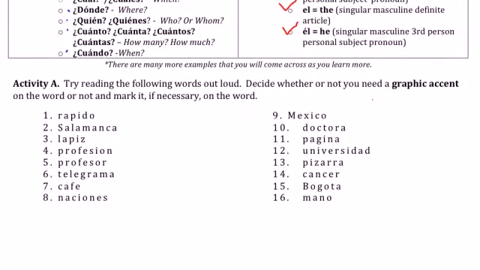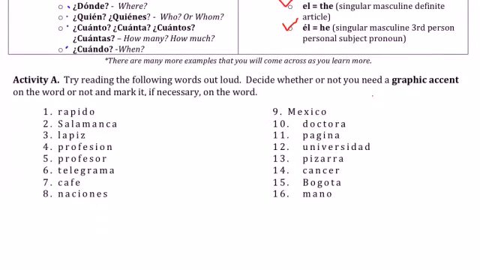At the bottom, we have an activity, and try reading the following words aloud. Decide whether or not you need a graphic accent on the word or not, and if you do, try and mark it. Okay? So I'll read these through, and you can guess, and then I will go ahead and show you the answers afterwards. Número uno, rápido.